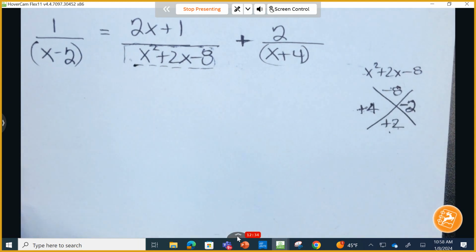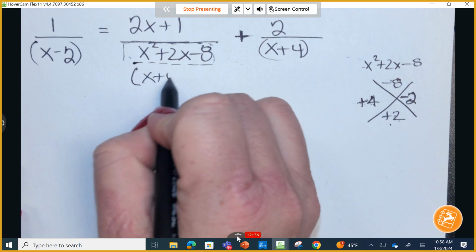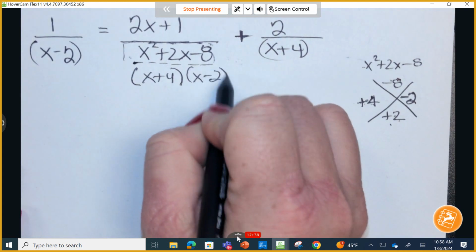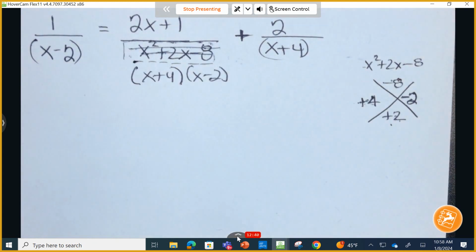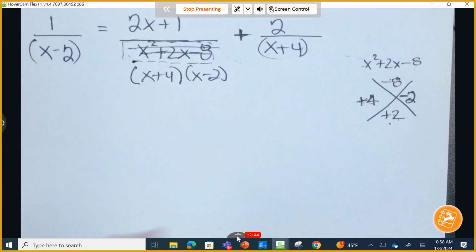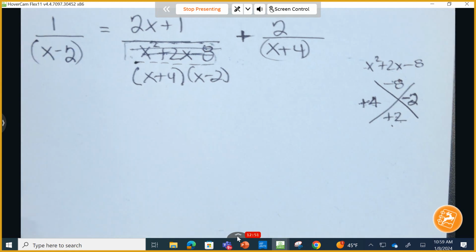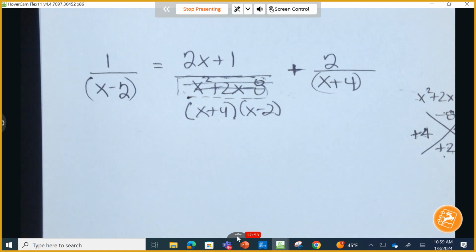And because the leading coefficient is 1, I get to rewrite this as x plus 4, it's simple, and x minus 2. I'm going to lightly cross this out because I know x squared plus 2x minus 8 is equivalent to this expression. Okay, here's our next thing. So this is what we have so far.